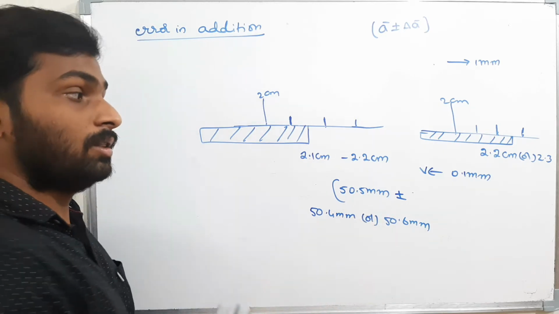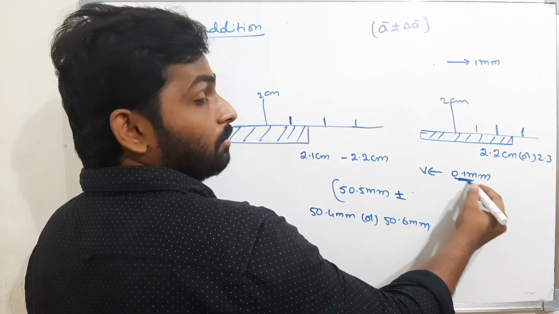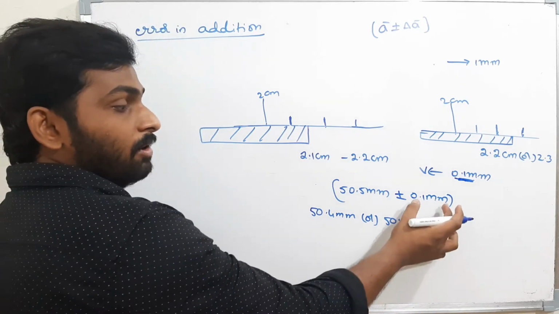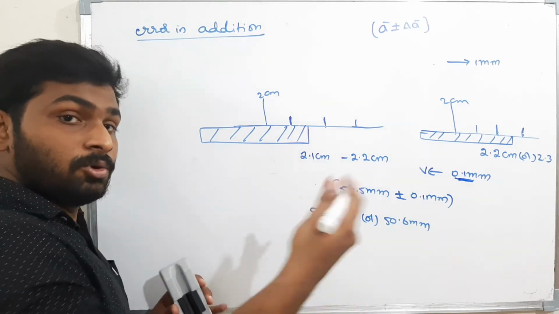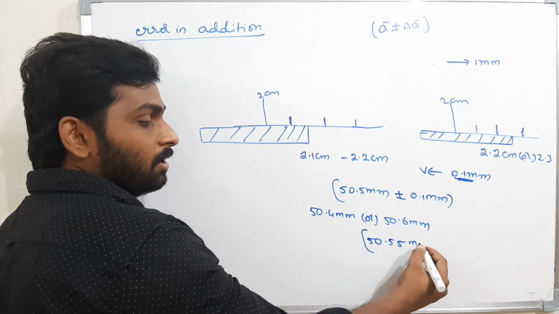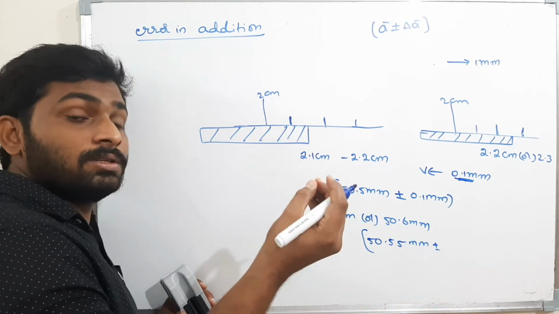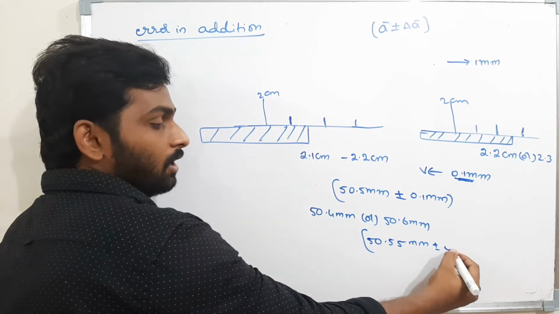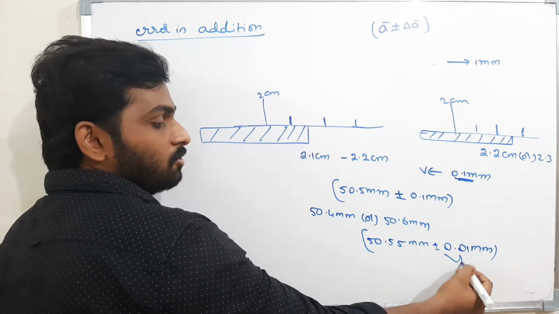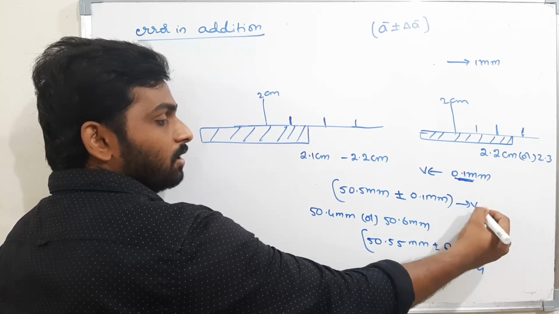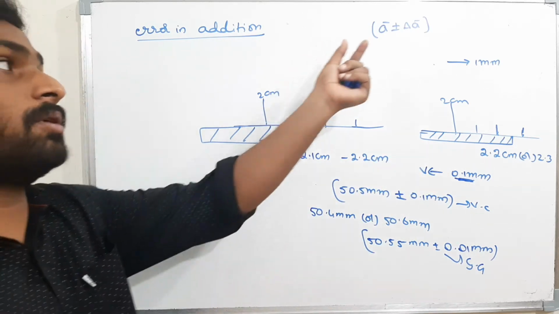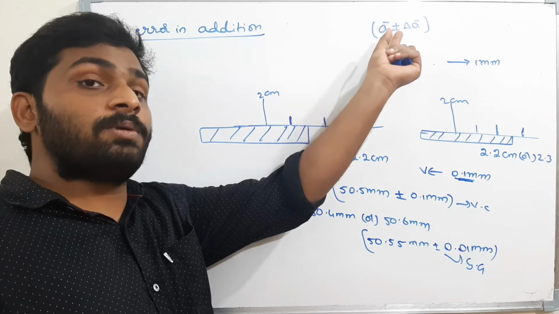How much error? The least count of the vernier calipers is 0.1 millimeter. Therefore, the error will be 0.1 millimeter. The error will give me the least count of the instrument. If I am using a screw gauge, the same 50.55 millimeters plus or minus, as in the screw gauge the least count is 0.01. Therefore, the error in the measurement is 0.01 millimeter. This is by using screw gauge, this by using vernier calipers, and the earlier one by using a normal scale. That means every value I can represent in the form of measured value plus or minus the error.